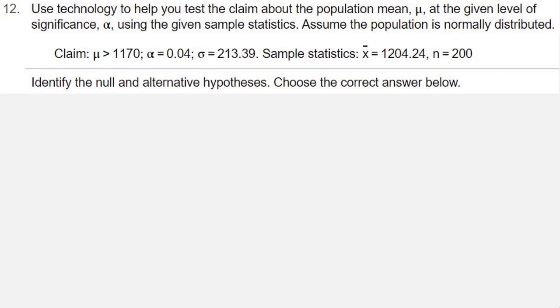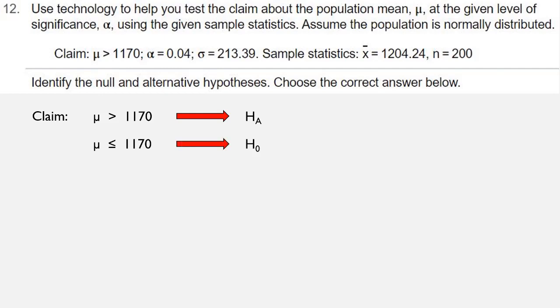So first, we want to identify the null and alternative hypotheses. Our claim here is that mu is greater than 1170. Because there's no equality in this, that is an HA. The complementary hypothesis would be mu less than or equal to 1170, which would be our H naught. Once we know the HA, we know what kind of test we have, and this HA, greater than, is a right-tailed test.